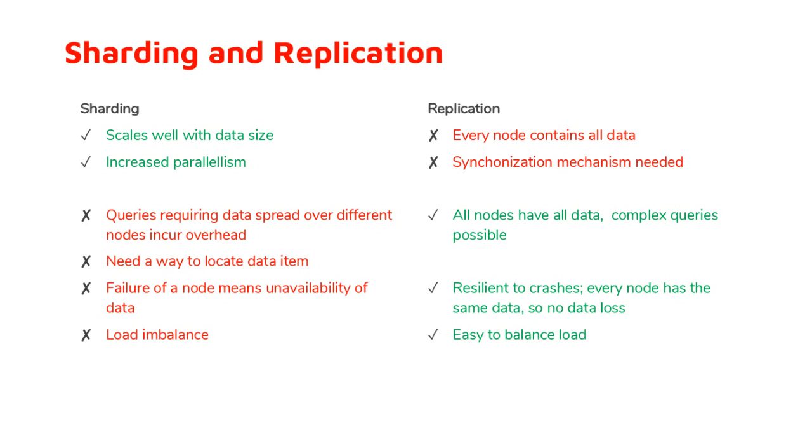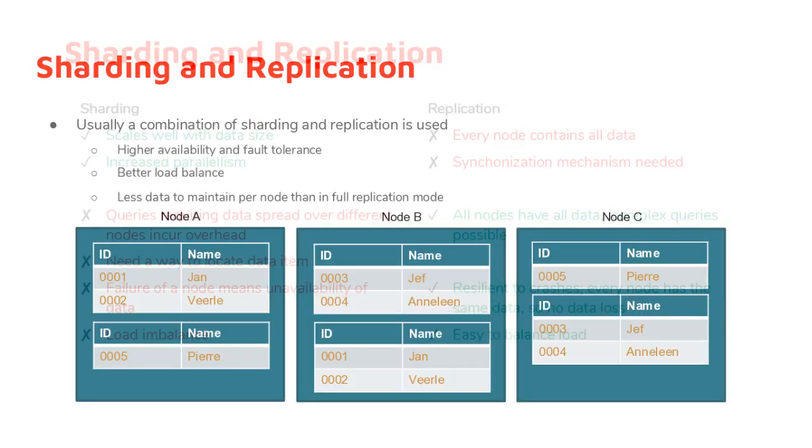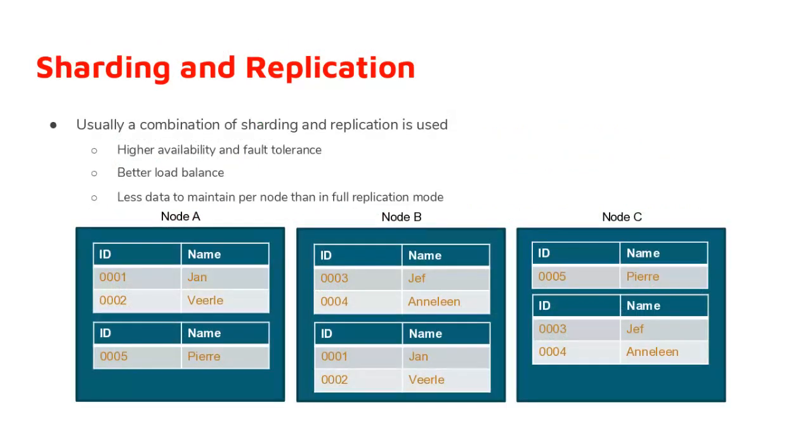And with replicated data, it's easy to balance the load, because if you have millions of users who want to access a certain row, you can just distribute them over all nodes because the data is replicated. So this is in a nutshell the pros and cons of partitioning and replication. And that's usually a logical conclusion.